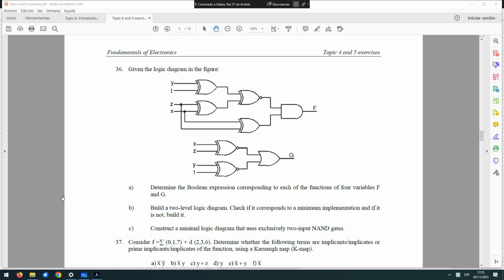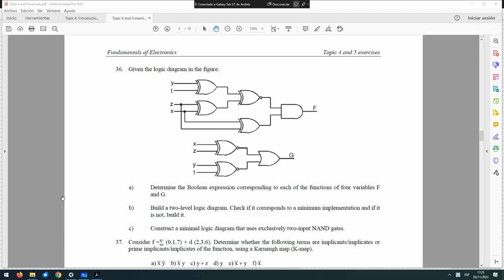This is the 36th exercise of the list that I gave you, and I think that this is interesting because we start with the logic diagram. You know, some gates that are not the most usual are used in this circuit, so it's interesting. I think that this is the most difficult one of this kind in the list of exercises.